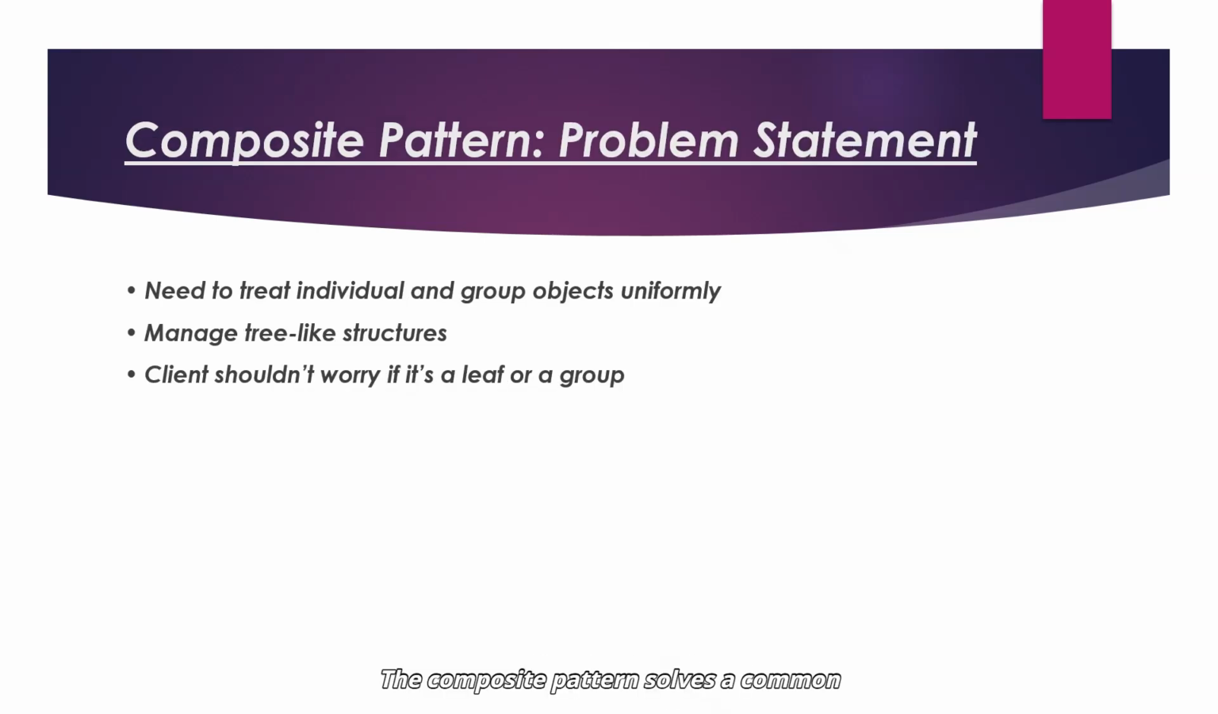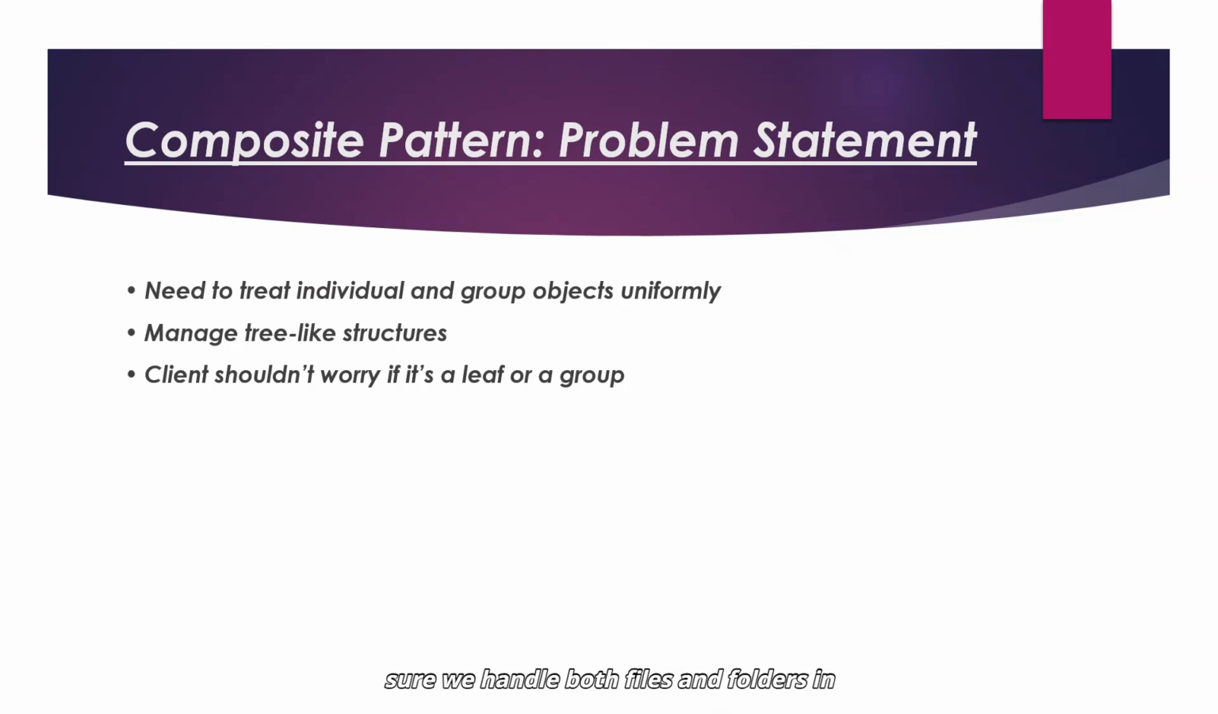The composite pattern solves a common problem in system design. How do we manage tree-like structures where we have both individual objects and groups of objects and treat them uniformly? For example, imagine a file system where you have both individual files and folders. A folder can contain files, but it can also contain other folders.